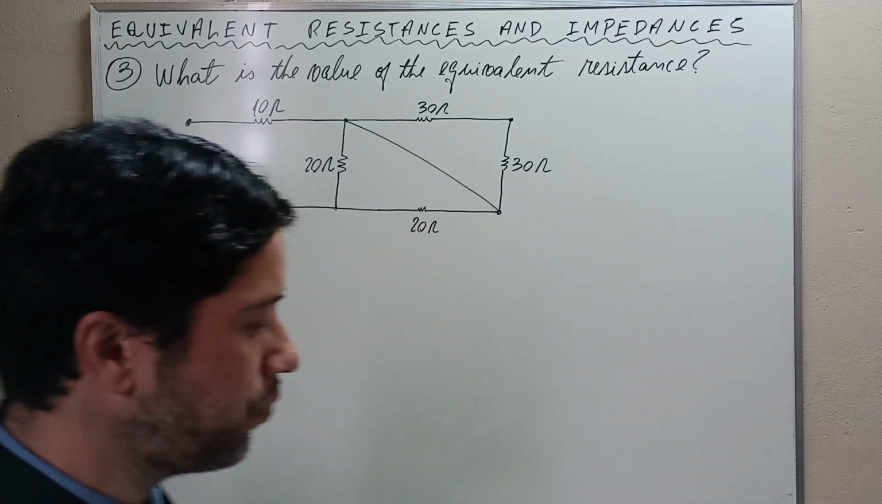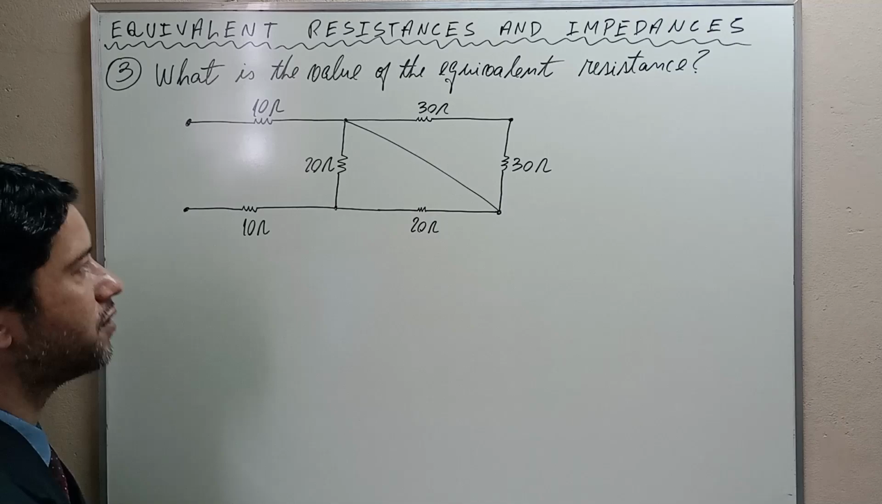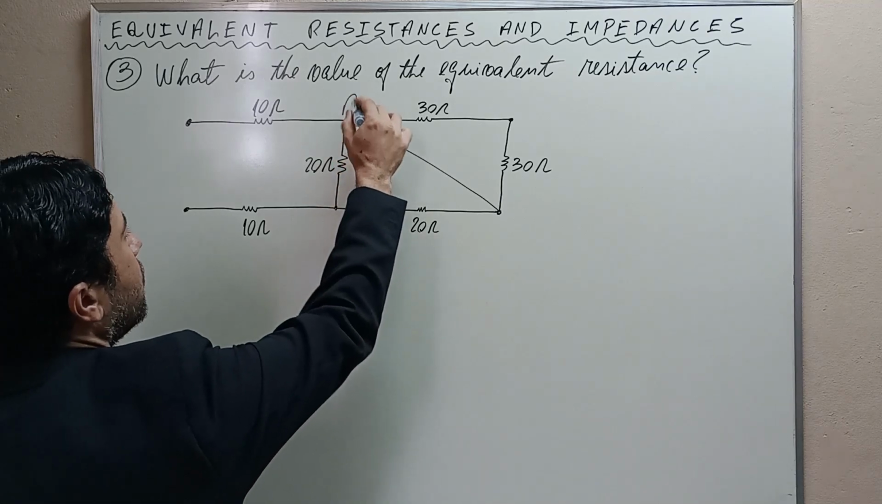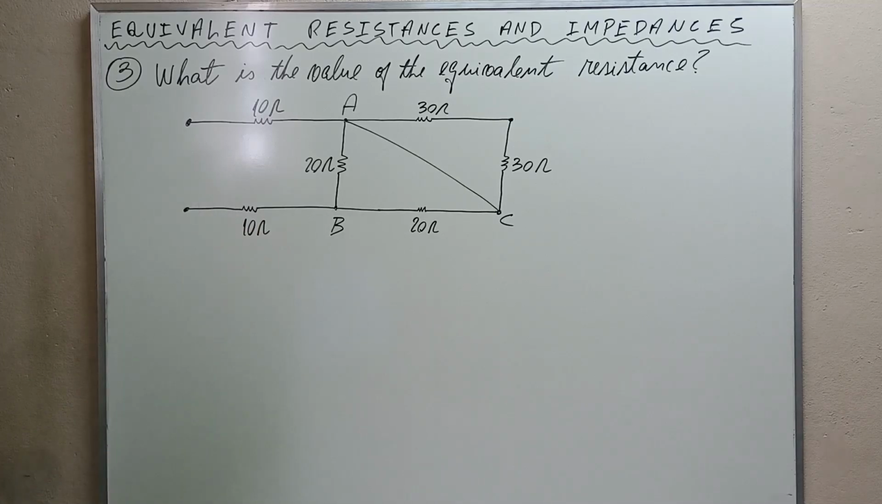Exercise number 3. An electronic device was modeled according to the diagram shown in the figure. The question: what is the value of the equivalent resistance? This is the question. Let's go to the solution. But firstly, let's use some labels to facilitate the understanding. I'm going to call this node A, this B, and this C. Observe that there is a wire connecting points A and C.